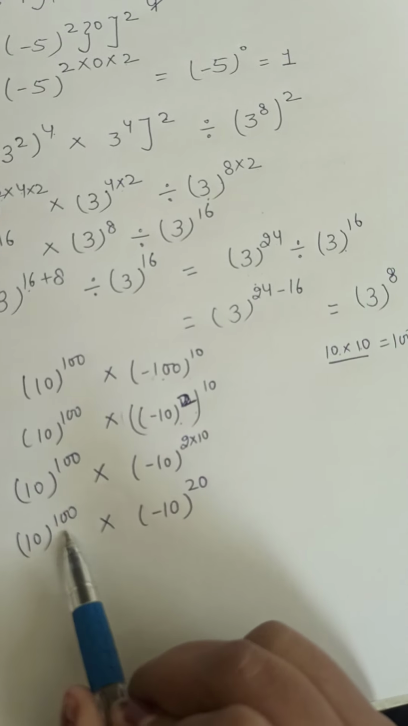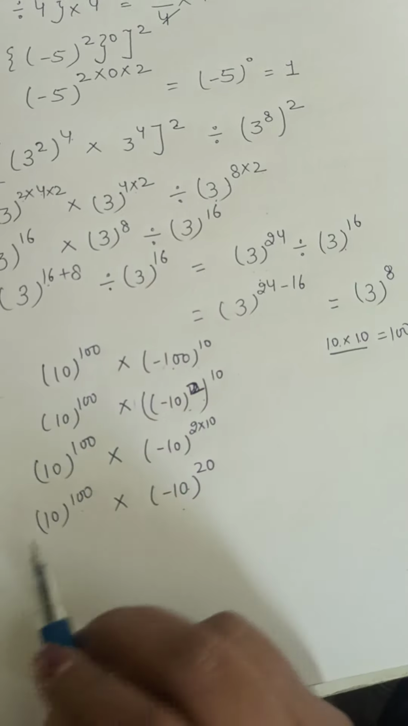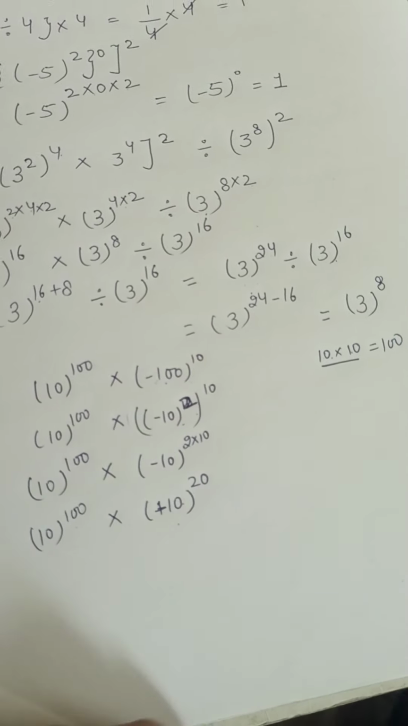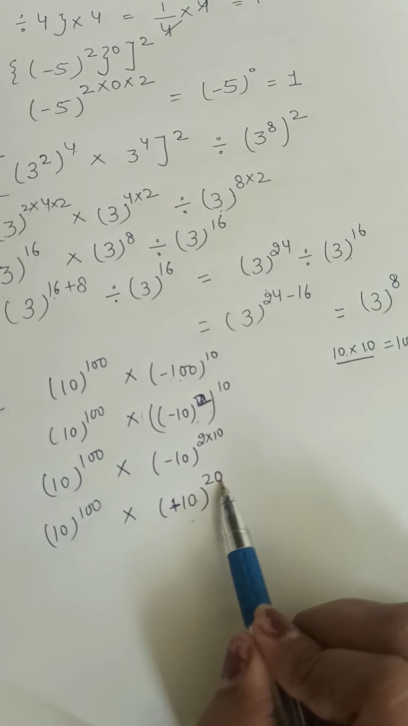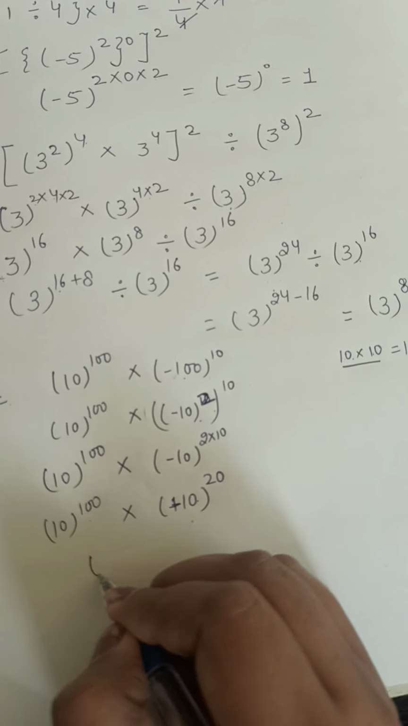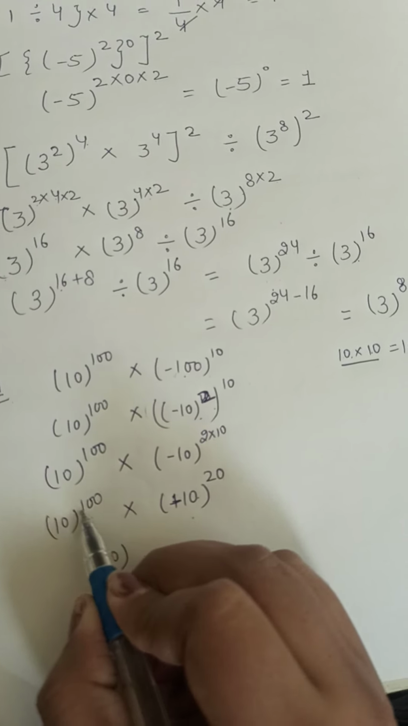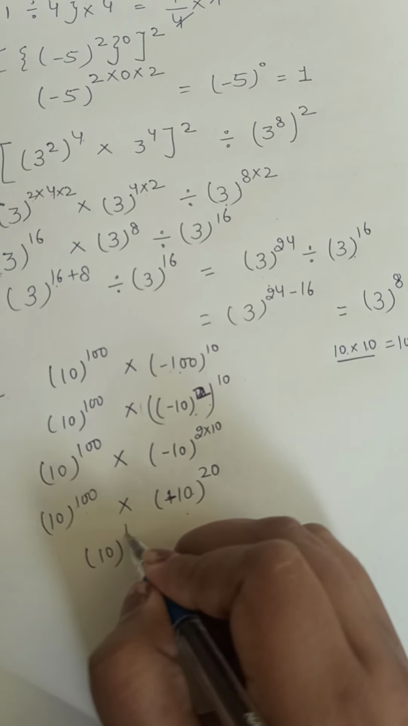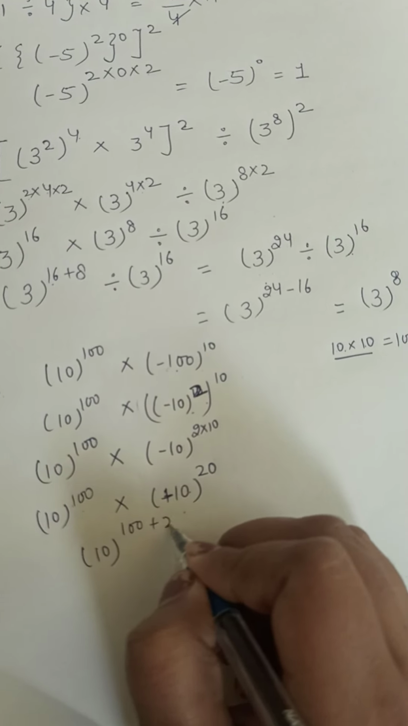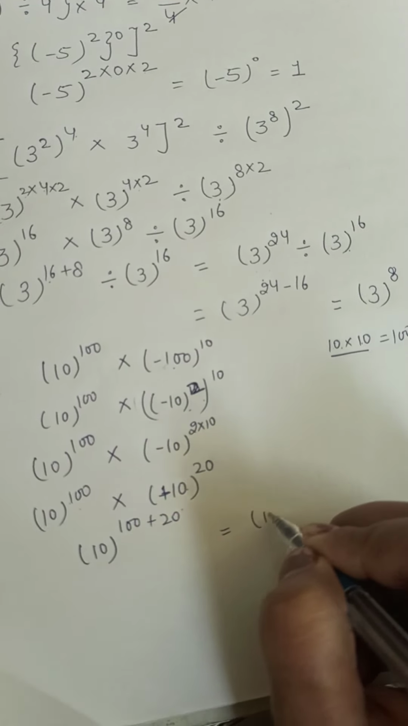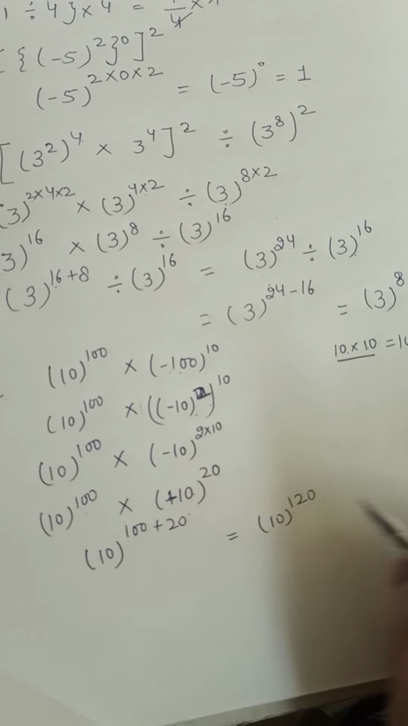Clear? So now see, the base is the same, 10 and 10. Here you can write it as positive 10 because the power is even. The base is the same, so we add the powers. So it is equal to 10 to the power 120.